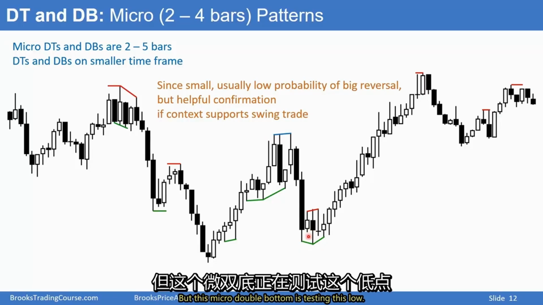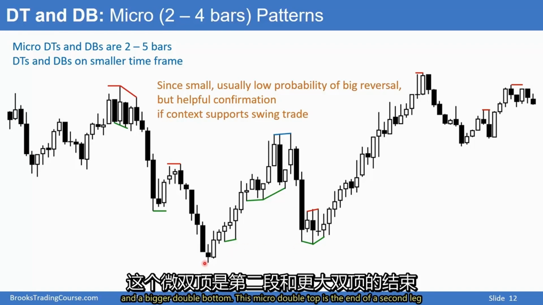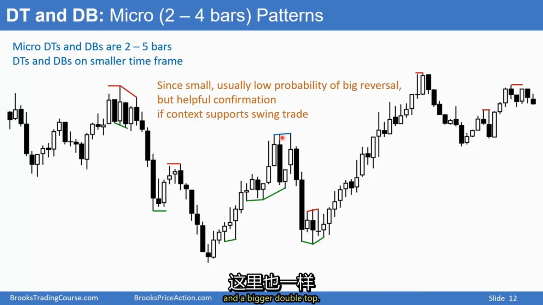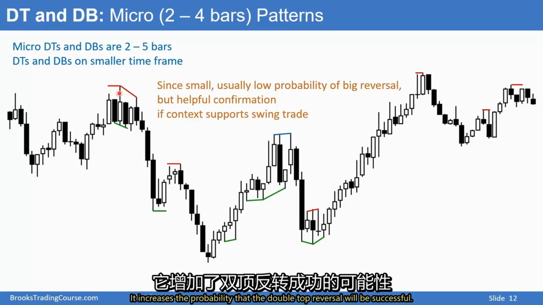But this micro double bottom is testing this low. This micro double bottom is the end of a second leg and a bigger double bottom. This micro double top is the end of a second leg and a bigger double top. Same here, a micro double top here and here, but part of a bigger double top. It's the second leg of a bigger double top. It increases the probability that the double top reversal will be successful.